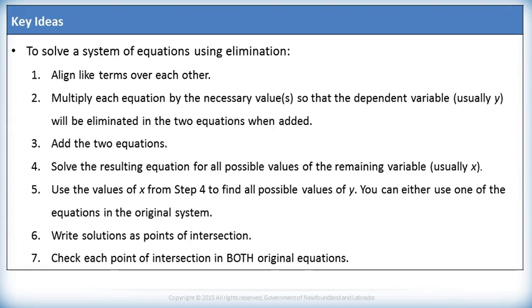Now, in summary, to solve a system of equations using elimination, align the like terms, multiply each equation by the necessary values to eliminate y when they're added, add your two equations, solve the resulting equation for x, and use those values of x to get the values of y. Write solutions as points of intersection, and check your points of intersection in both original equations.